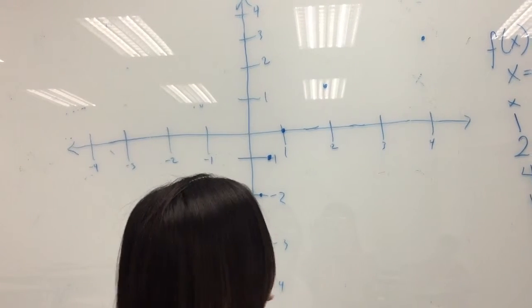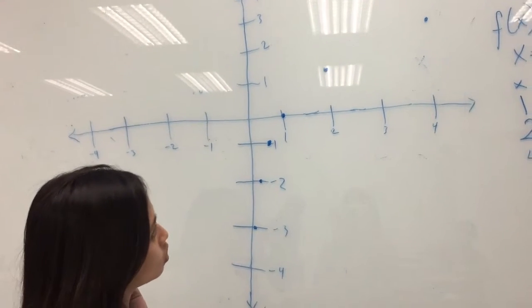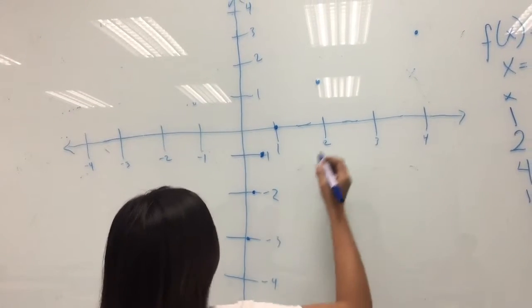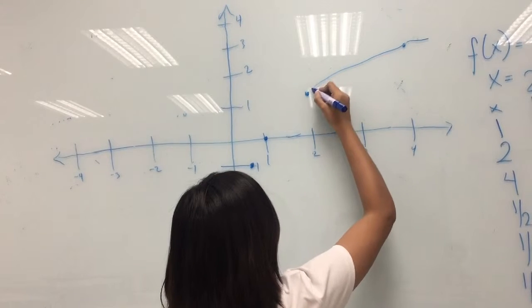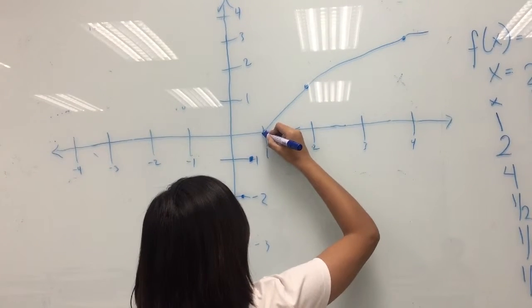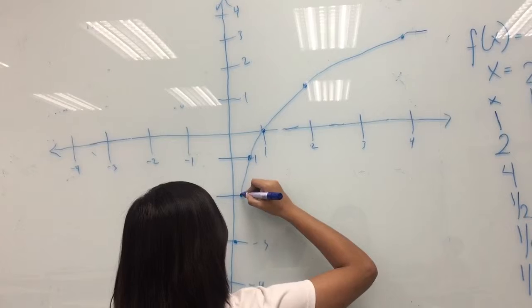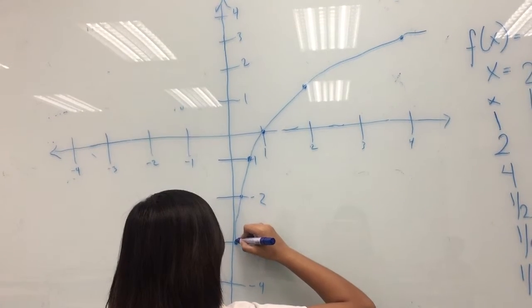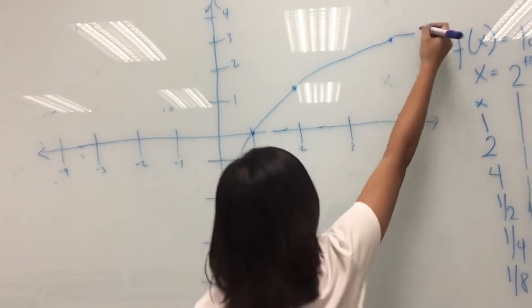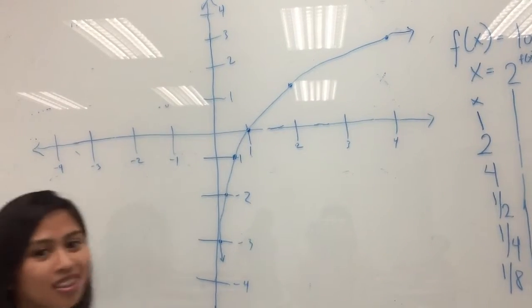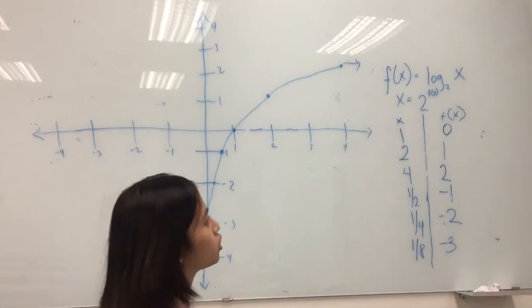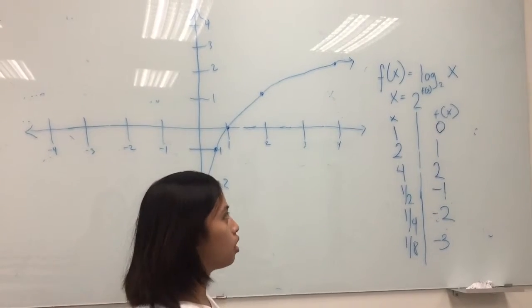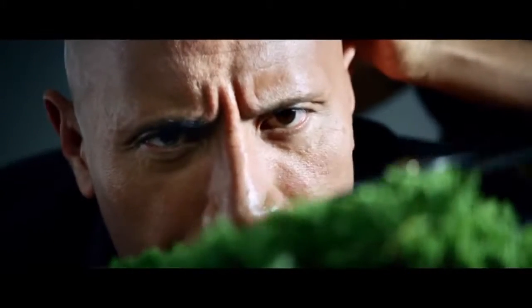So we have finished plotting the different values, and next we're gonna connect the dots. So this is the graph of the given logarithmic function f of x is equal to log base 2 of x.